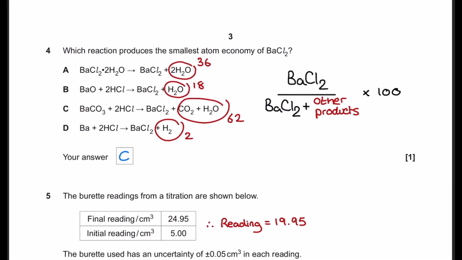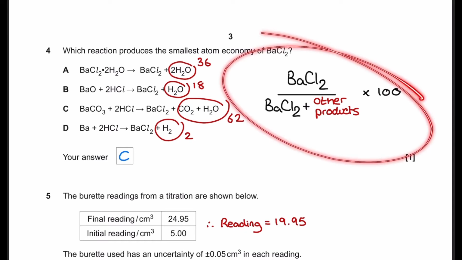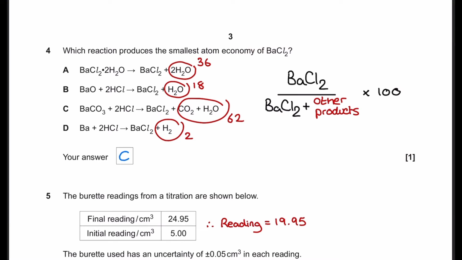Question 4. Which reaction produces the smallest atom economy of BaCl2? So I've got a little sketch out here of the atom economy calculation for the BaCl2, and you can see that on my numerator I have just the BaCl2, that barium chloride, and on the denominator I have the BaCl2 and other products. Now if I want to get a nice small atom economy for the BaCl2, I need this other products quantity to be as big as possible.